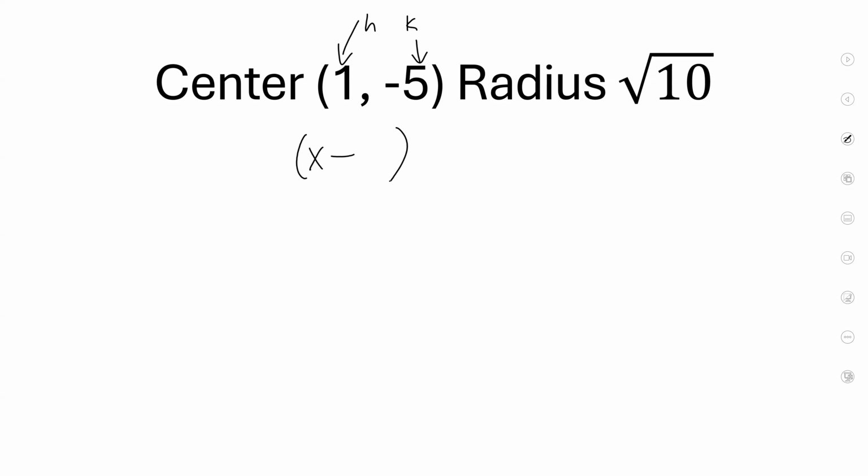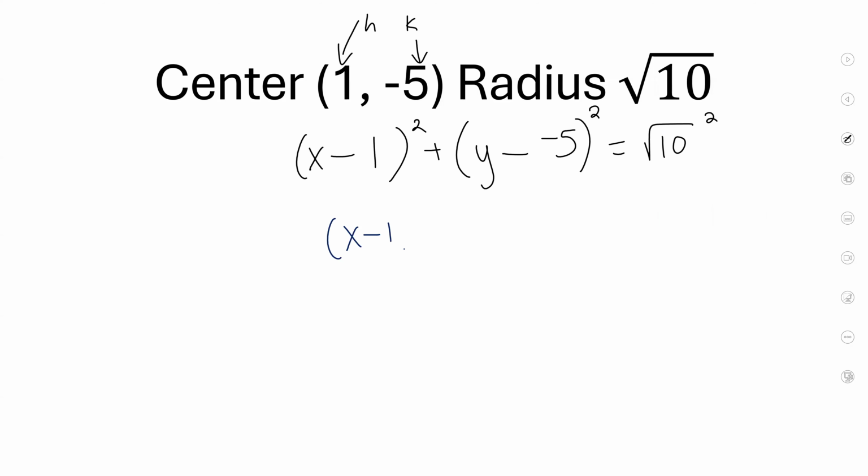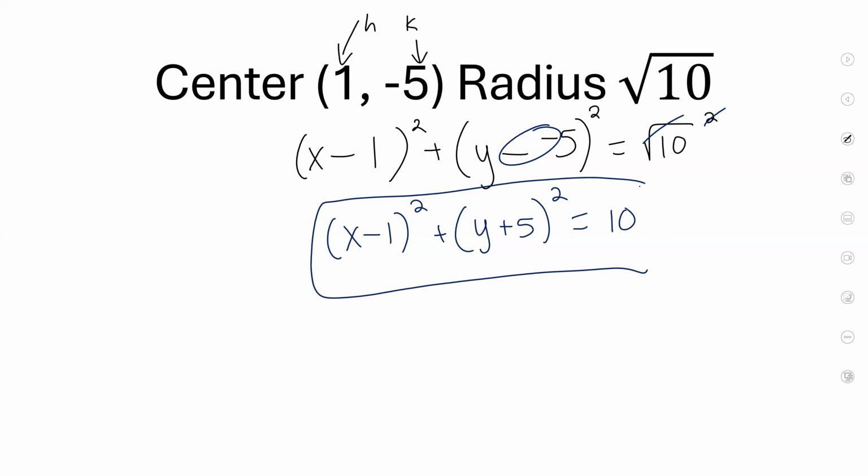I'm going to put in the h value and the k value, and then it's the radius squared. So don't leave it in that format. We're going to simplify it. Two negatives make a positive, and the square root and the squared cancel out. This is the final equation of the circle.